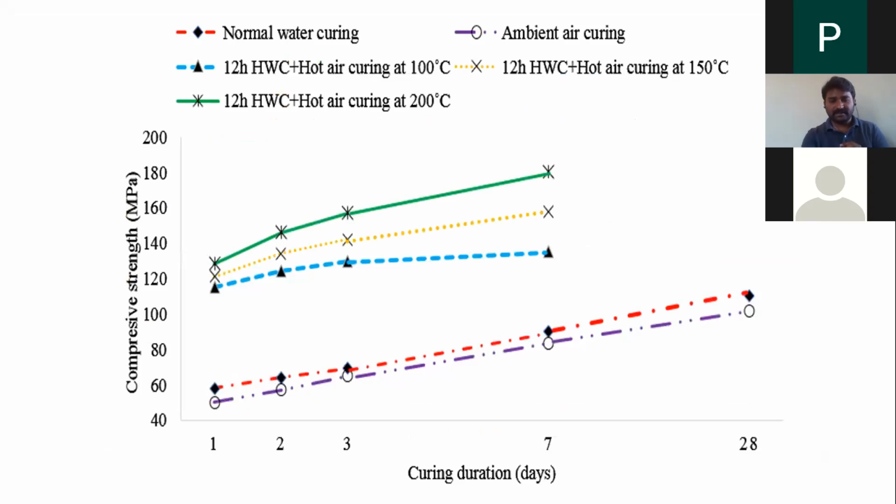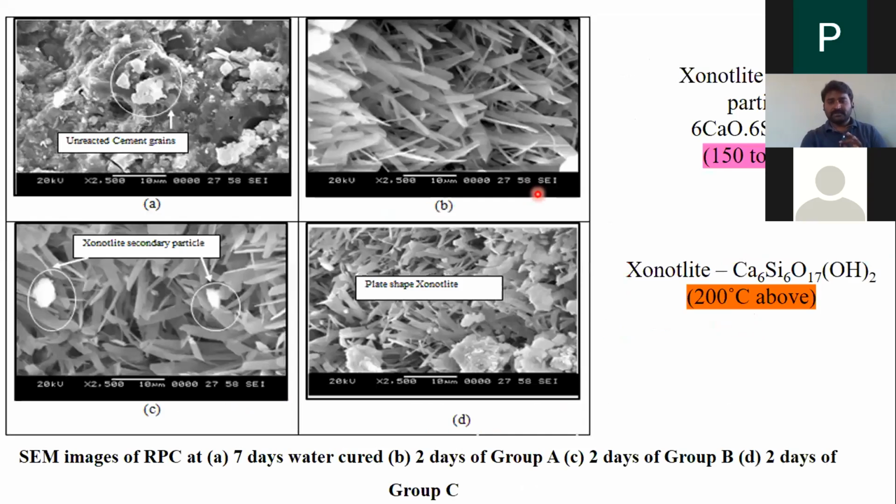Same thing I've represented in a different way. This is just for hot water curing. If you go for hot water curing at 12 hours plus hot air curing for the remaining 7 days at 200 degrees Celsius, you can achieve the highest compressive strength within 7 days. So these are some of the SEM images where you can see xonotlite secondary particles and xonotlite particles.